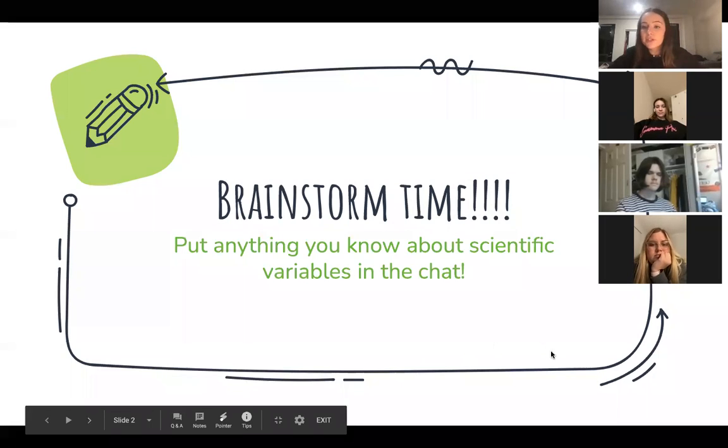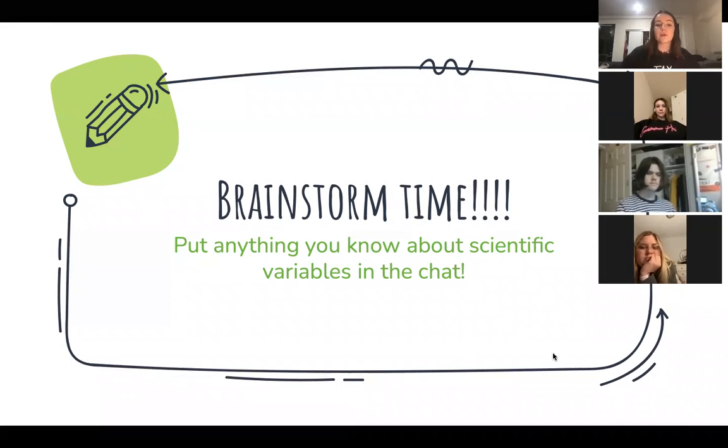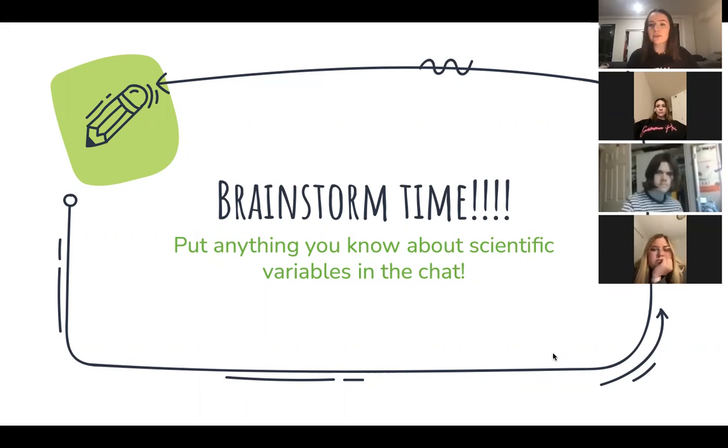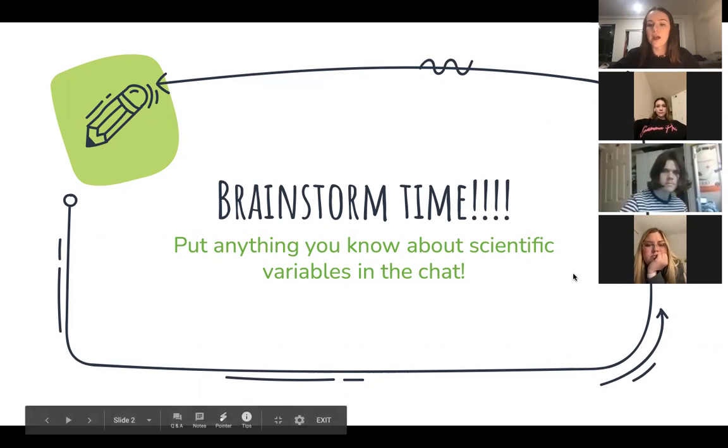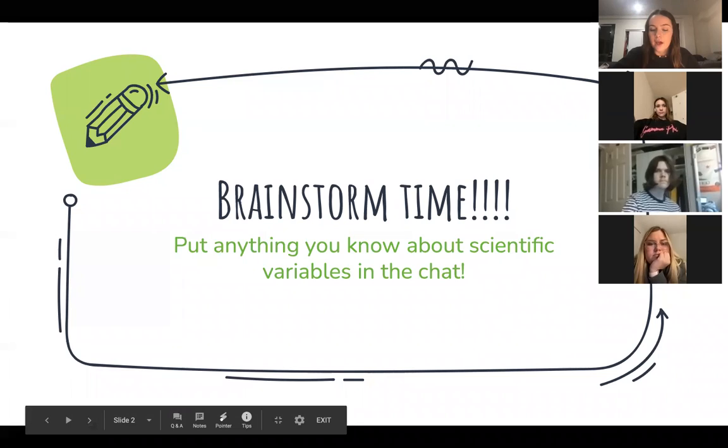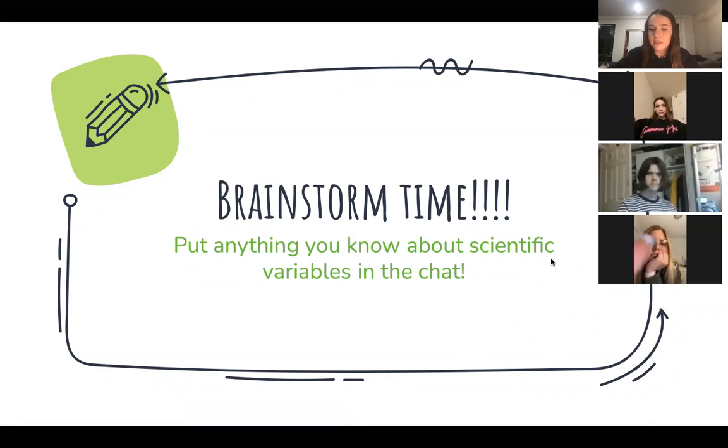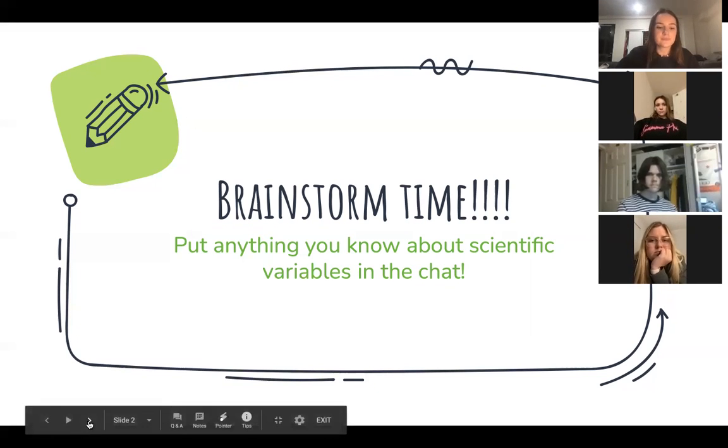So real quick, we are going to do a brainstorm time. I want you guys to put anything you know about the scientific variables in the chat. This is just a brain dump. So anything you think you might know about it, drop it in the chat for us. All right, we have all scientific experiments have variables from Olivia. Great explanation. Marissa, variables are changing. That is a very accurate definition. You guys are getting the ball rolling in just the right direction.